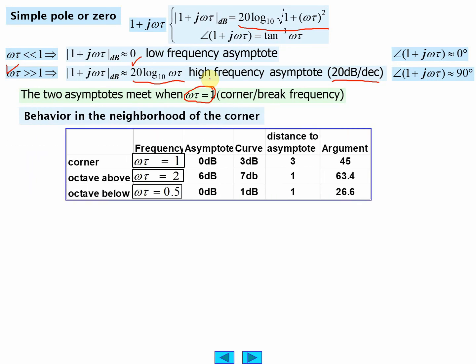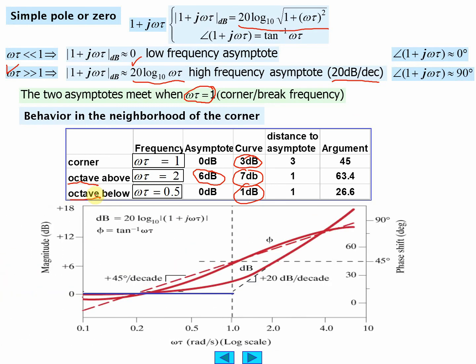So we can construct this. It tells us the behavior at the asymptote, where 3 dB is, or 7 dB is, or 1 dB is, and so forth. How it curves near the asymptotes. Octave, a factor of 2. Octave, a factor of 2. So this tells us the curvature. And there's the 20 dB per decade. That would be when omega tau is bigger. This is the flat line where omega tau is small, right here. So you get these asymptotes.